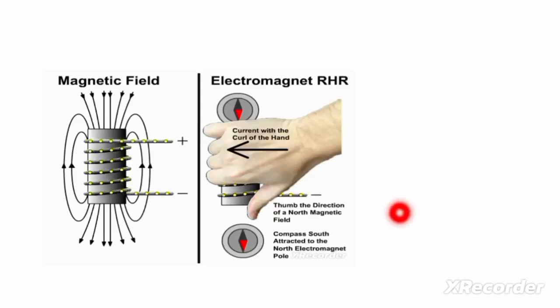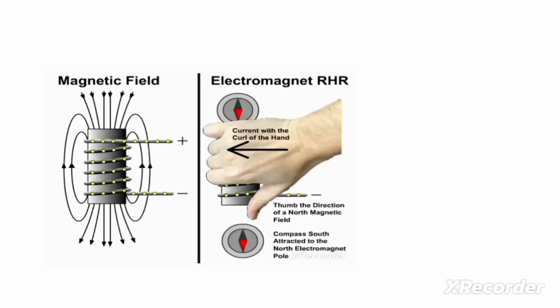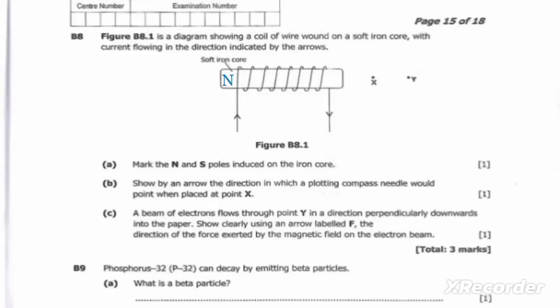So here we are going to apply the right hand thumb rule. Where this thumb is pointing, let me play this one again so that you see. Where this thumb is pointing is the North Pole. So you need to curl your fingers like this. Therefore, if we curl our fingers the way they are curled in the previous slide, this one will be our North Pole and this one will be our South Pole.